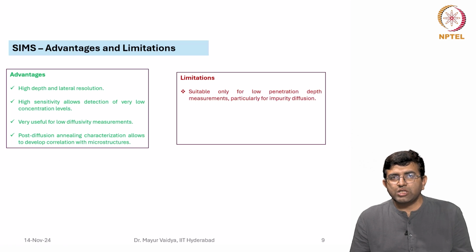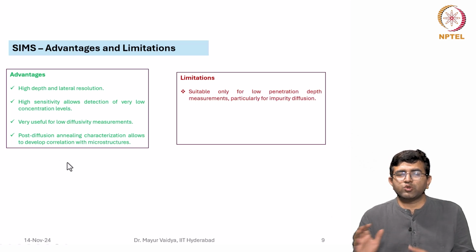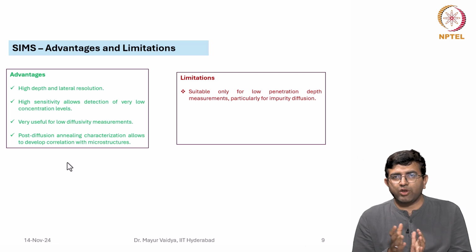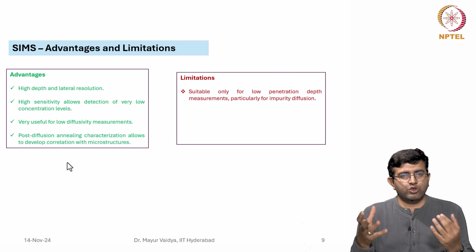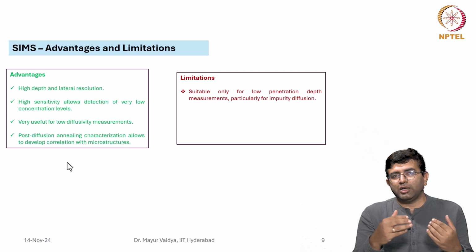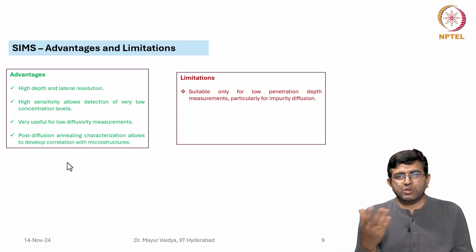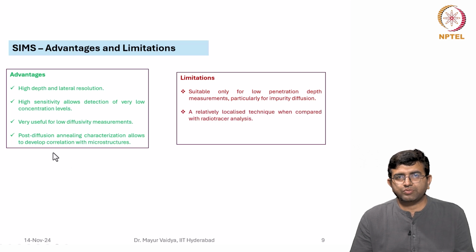Looking at the limitations of SIMS, it is suitable only for low penetration depth measurements, particularly for impurity diffusion. If your diffusion depths are higher, then it will need a very long time for sputtering. That is very, very impractical.